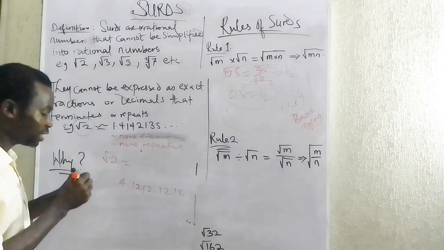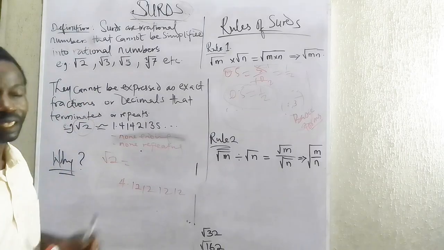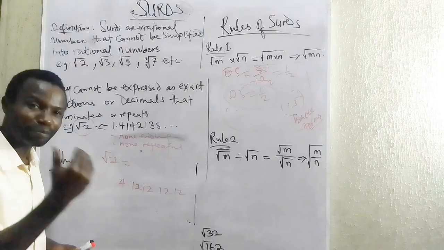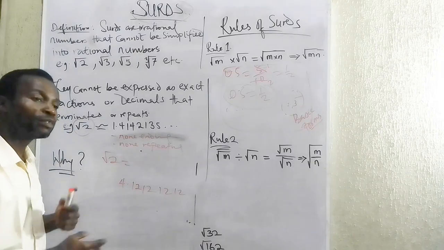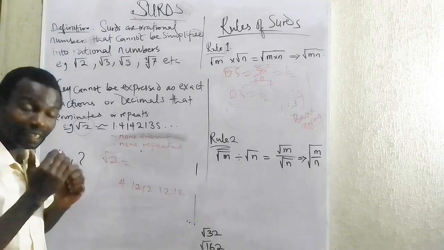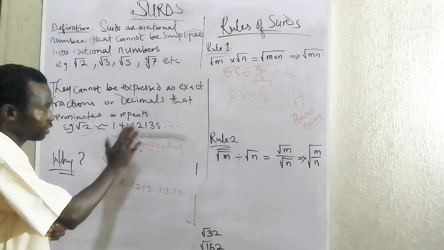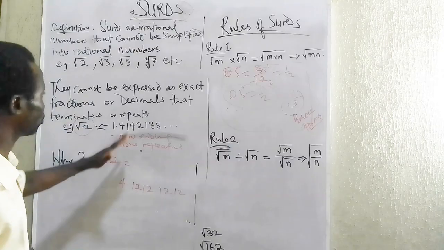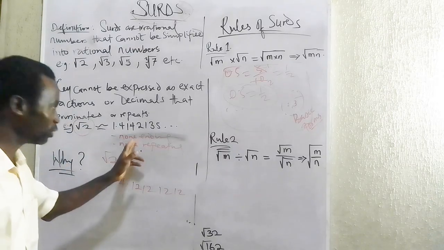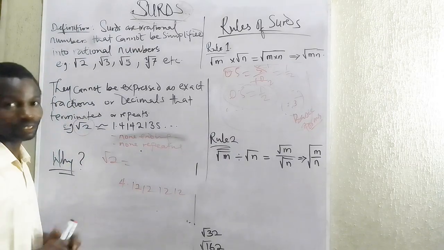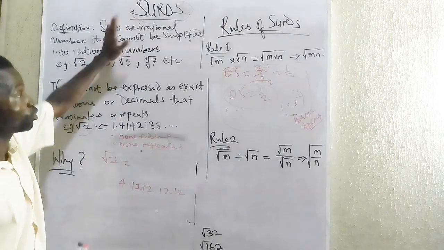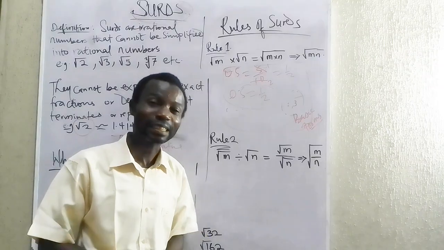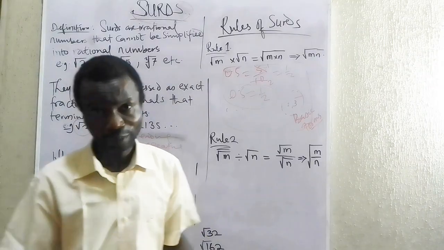But this one's any digit or any expression that does not give you a terminating answer, or even if the decimal is at least repeating, is a non-rational number. So they cannot be expressed in exact fractions or decimals that terminate. They don't end, they don't terminate, and they don't repeat. So these are typical surds. Again, surds are irrational numbers that cannot be simplified to rational numbers.